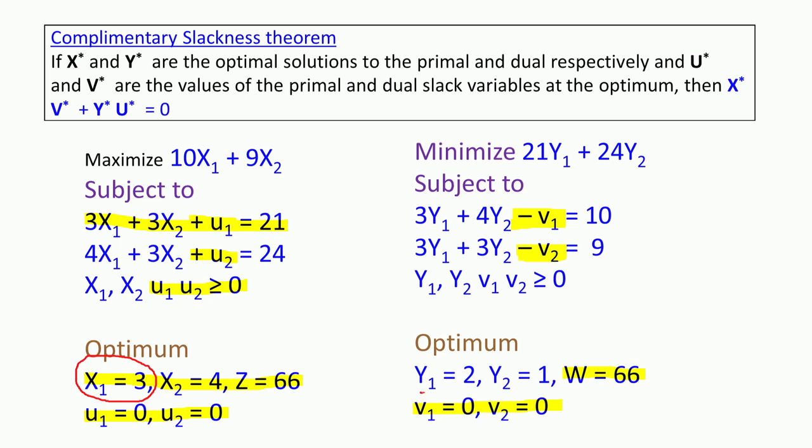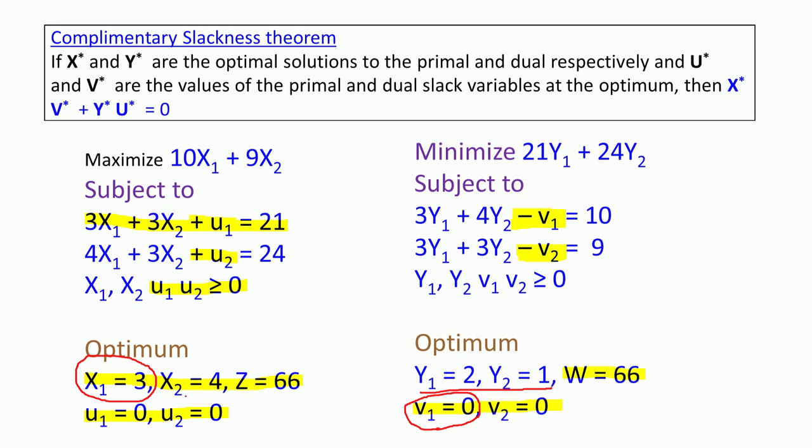From the optimum solution to the dual, we realize that y1 equal to 2, y2 equal to 1. When we substitute in the first constraint, 3 into y1 plus 4 into y2 is equal to 10, therefore v1 is equal to 0. So we realize that x1 v1 is equal to 0.